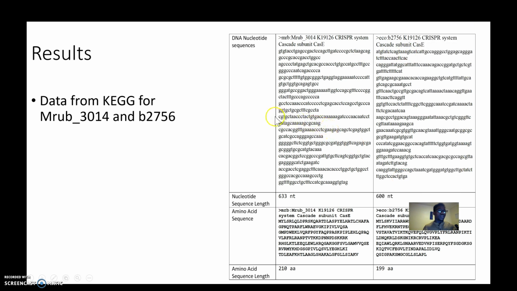And then both of these genes also have similar sequences, and their sequence lengths are also fairly close. Both of them have the same start codon, which is again methionine, and even the second amino acid is also the same, and so forth.